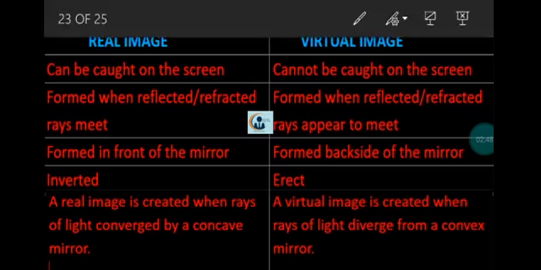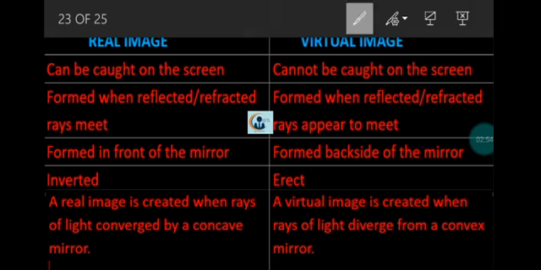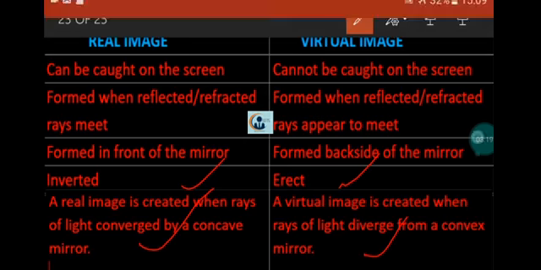Obviously this is an inverted image and this is an erect image. Virtual images are always erect and real images are inverted. A real image is created when rays of light are converged by a concave mirror. Obviously concave mirrors always give you real images, except when the object is placed between the pole and the focus point. Whereas a virtual image is created when rays of light diverge from a convex mirror. That means convex mirrors always give you virtual images. Hope you all understood. Thank you.